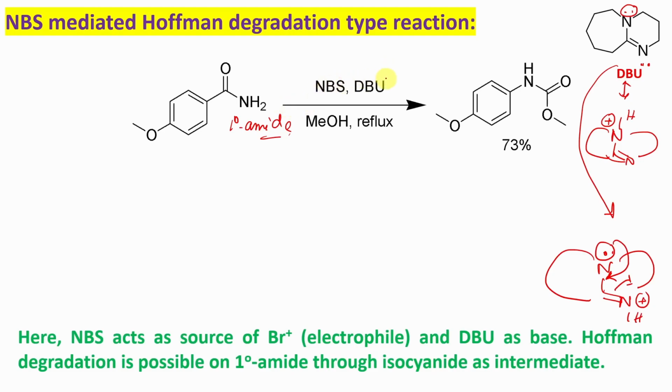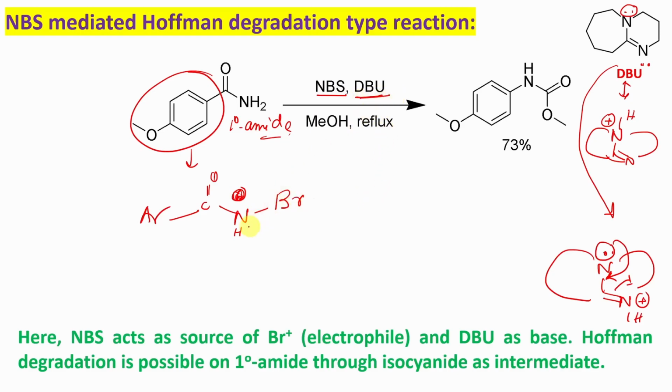So with NBS and base, what will it do? First the base will generate, taking this part as Ar, Ar-C double bond O, you can consider NH minus. Later on this minus will react with NBS, bromine as electrophile, so it will be quenched as NBr. Now in the next step, DBU can act as a base again, and right now the acidity of this proton is enhanced. Why? Because electronegative Br is attached to nitrogen. So when it goes, it produces another anion.